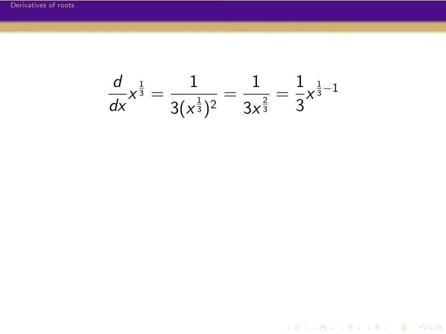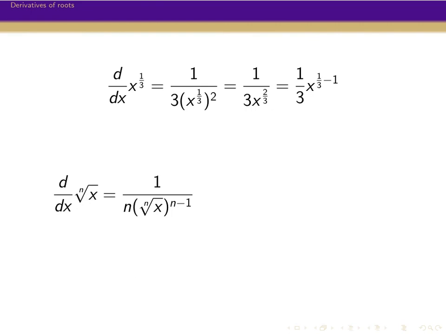So same as before, we think about 1/3 being our n. So what do we end up with at the end? We've got n there, and we've got n minus 1 in the power. So this matches the power rule. And in fact, it's going to work in general.